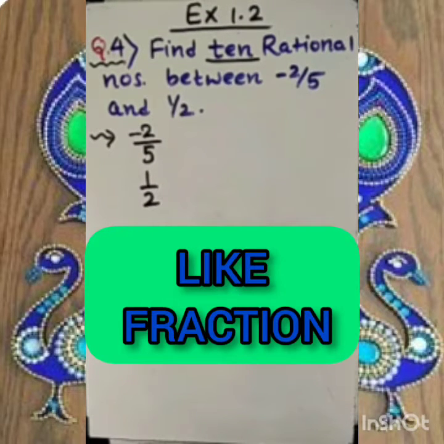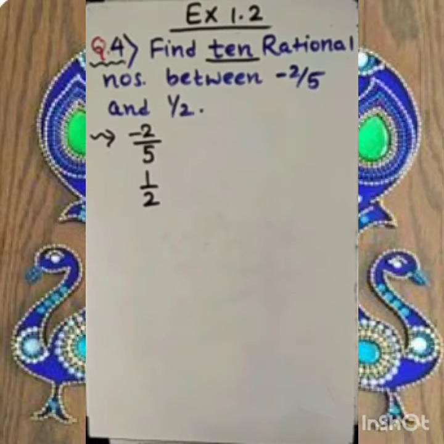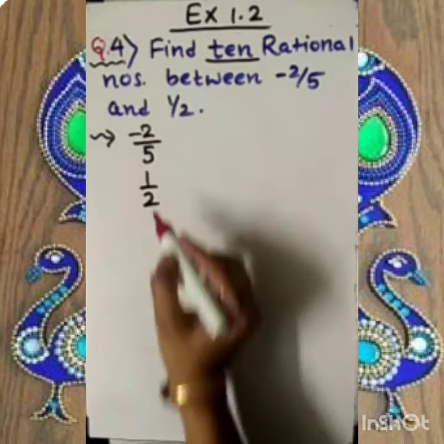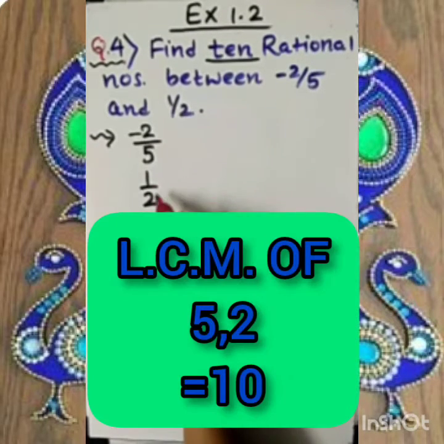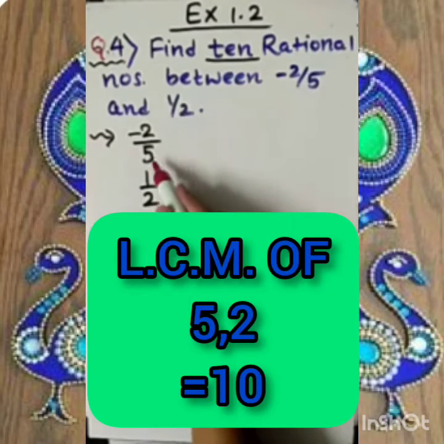You know very well what is like fraction. Like fractions can be converted through the LCM only. Fine. So what will be the LCM of 5 and 2? Of course, the LCM of 5 and 2 is 10.